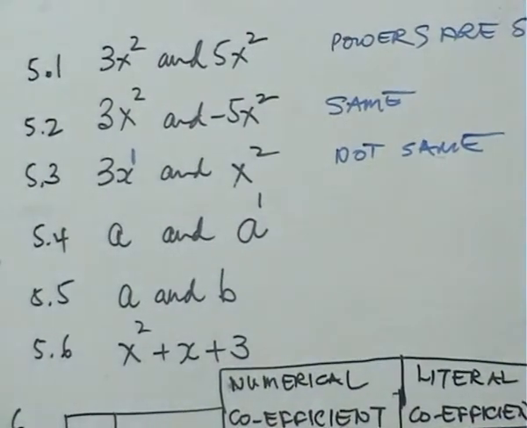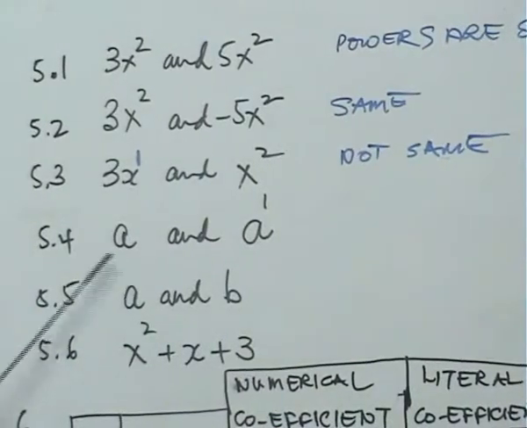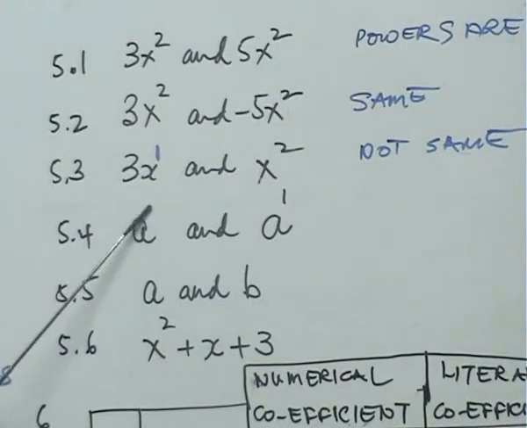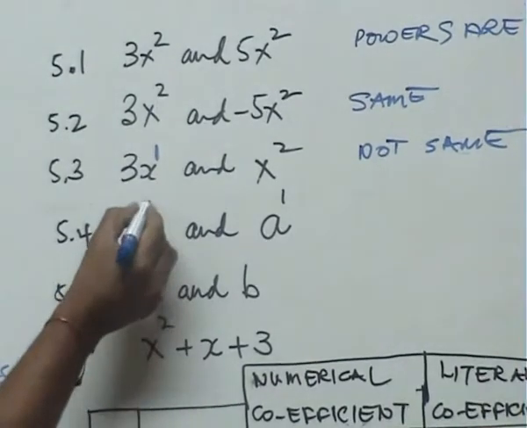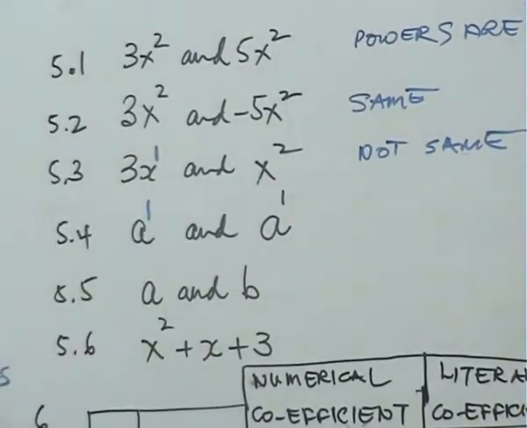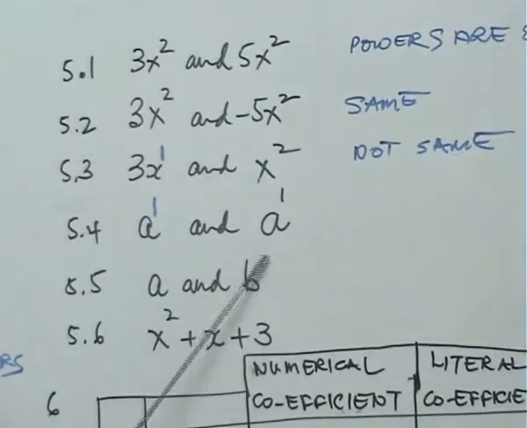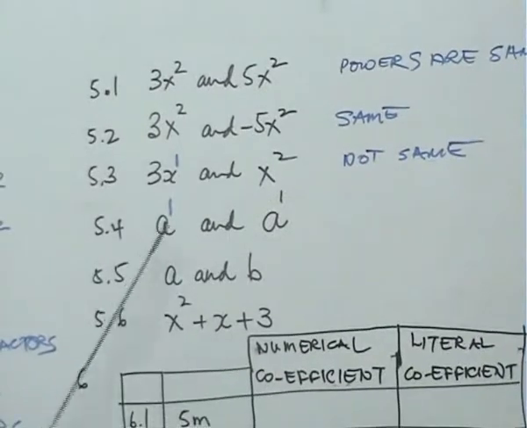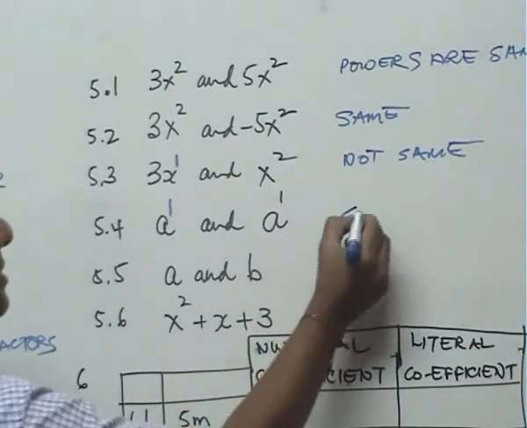5.4. The bases are the same. Now we're checking the indices. Well, there's no index here. Well, it is understood to be 1. Now clearly, the bases are the same. The indices are the same. Therefore, these powers are the same.